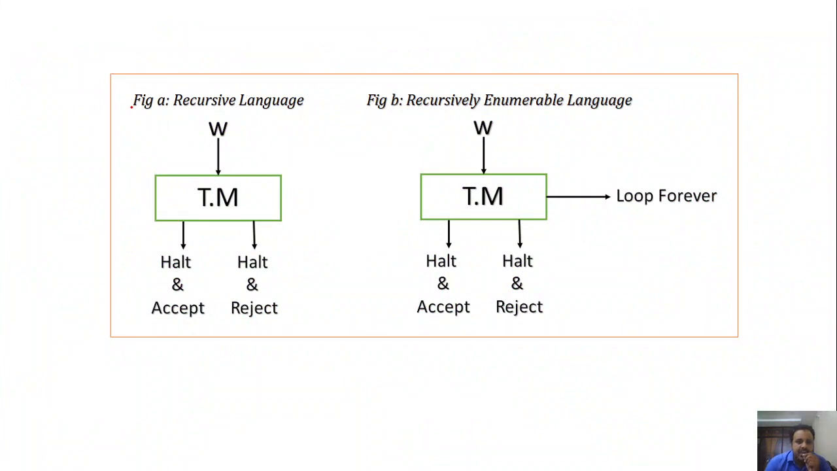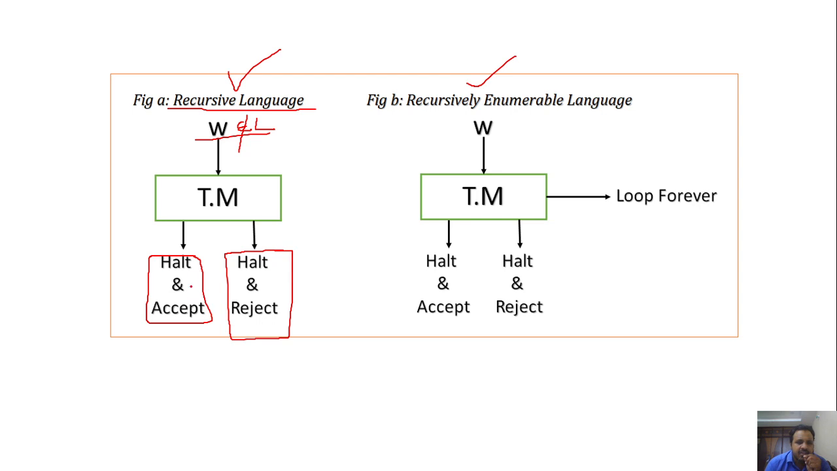This is the diagram for the Turing machine for the recursive languages and recursively enumerable languages. If you consider the recursive language and give a string w which belongs to L, then the Turing machine halts and accepts the string. You can imagine that whenever you give a string w that belongs to L to a Turing machine, it halts in a final state, and when it halts in a final state, the string is considered accepted. If you give a string w that does not belong to L, then the Turing machine halts and rejects the string.